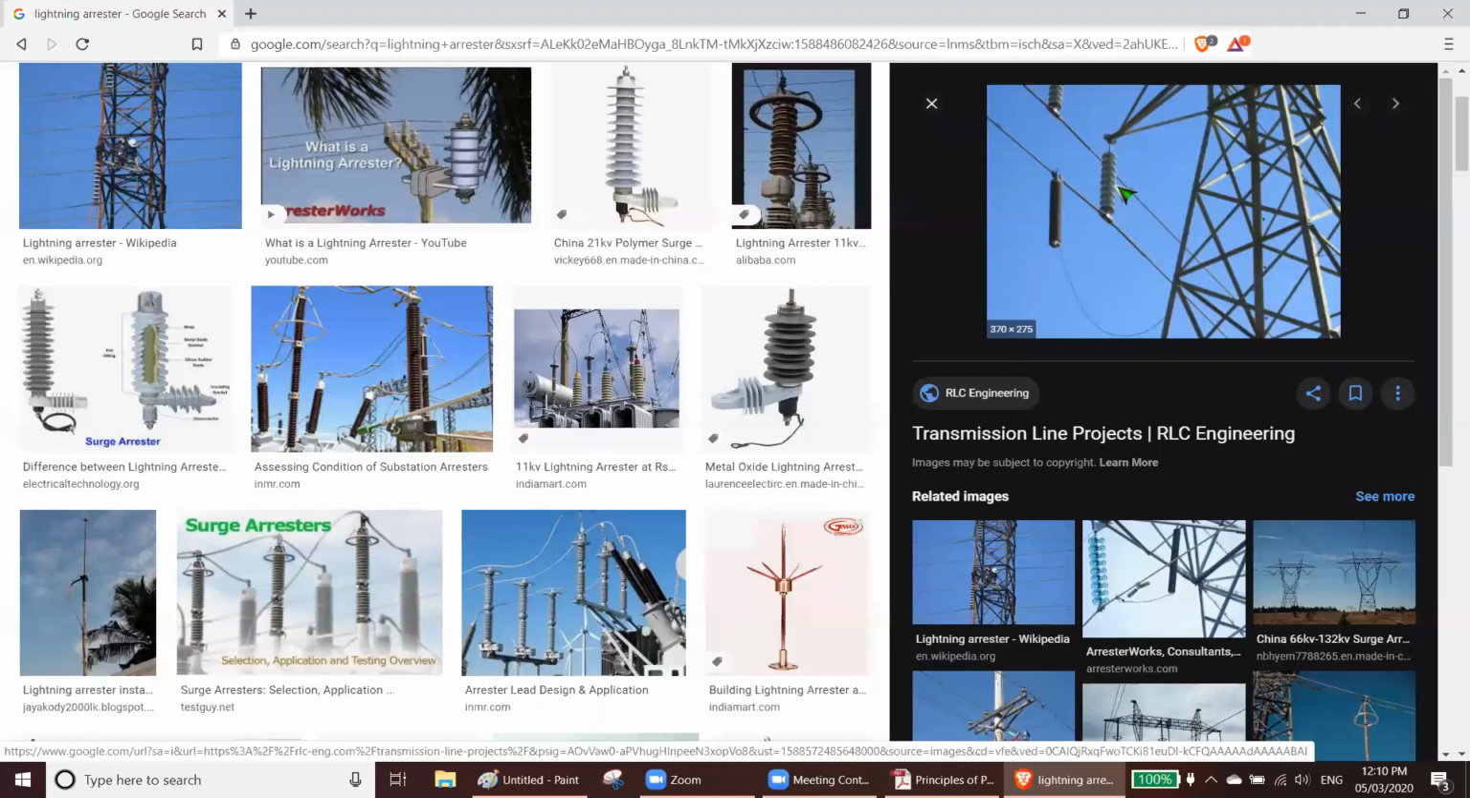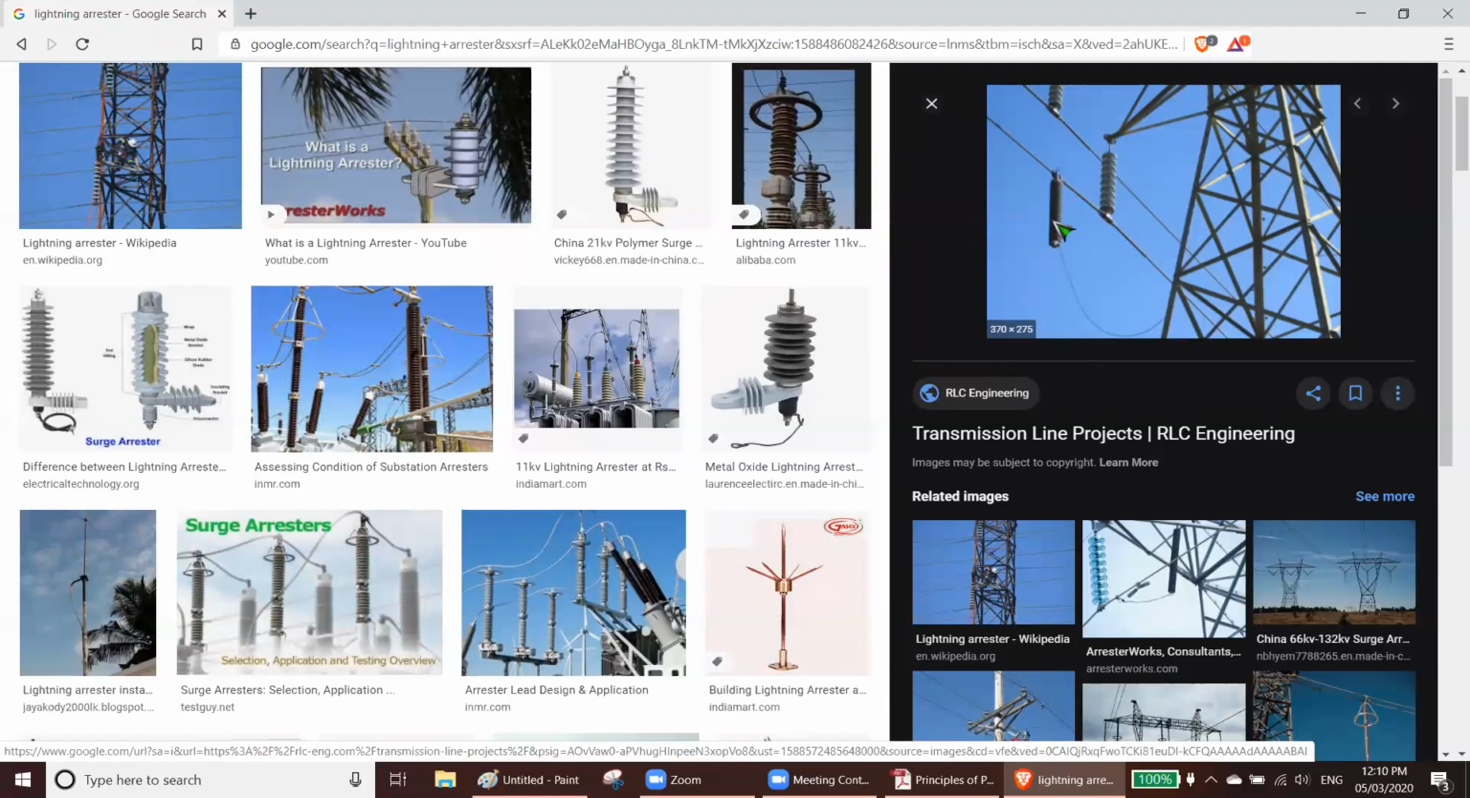Remember, this is not a lightning arrestor. These are actually insulators. This one is an insulator. This one is a lightning arrestor. The insulators are hanging from the tower to the conductor. They are normal insulators, but this one is a lightning arrestor. This is an insulator. This is a lightning arrestor. Understood?